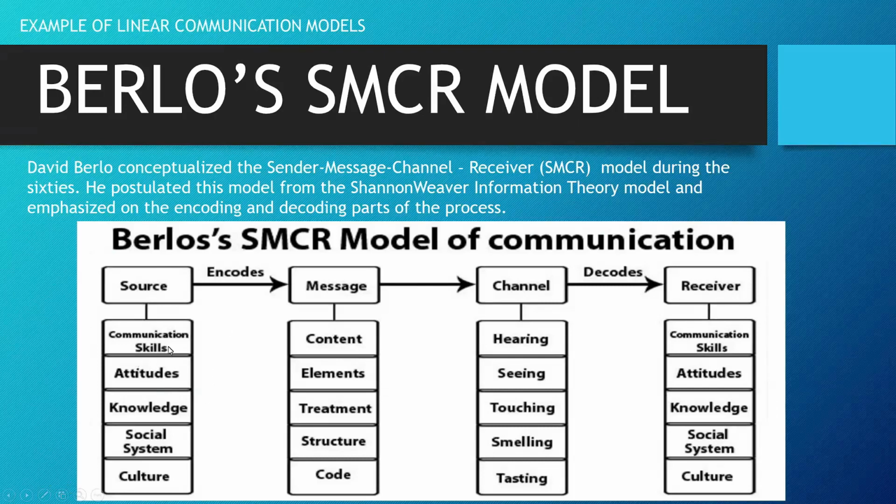So let us first have the communication skills. So communication skills of a person is a factor that affects the communication process. So if the sender is not good in communicating, the message might be lost in the process of transmittal. And it includes writing, speaking, listening, and of course, reading.